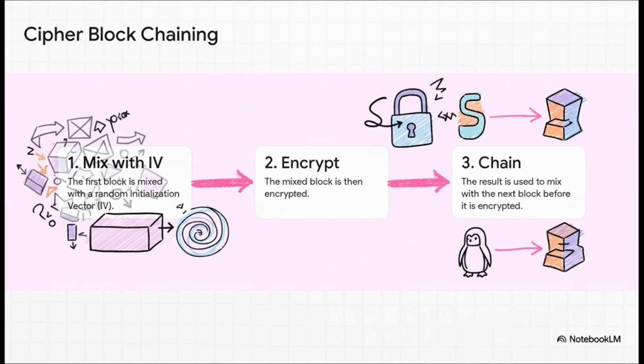Now here's where it gets really clever. Before you encrypt that first block, you mix it up with some random data. Then you encrypt it. But the real magic is what happens next. The result of that encryption gets used to mix with the second block before it gets encrypted. It creates this chain reaction. It's like a domino effect for encryption. Now, every single block's encryption depends on the one that came right before it, which guarantees that even two identical blocks of that white belly will look totally different in the end. And boom, the penguin is finally hidden.